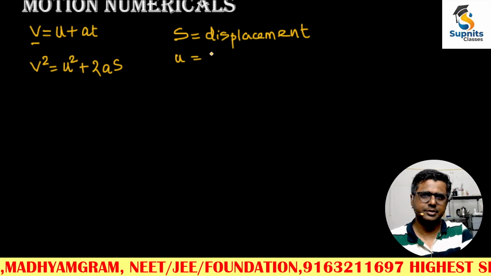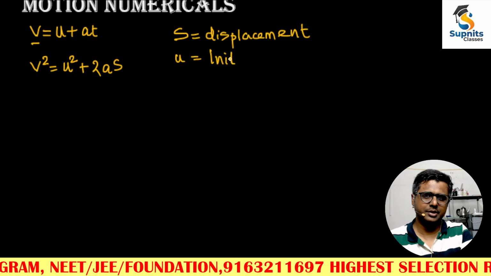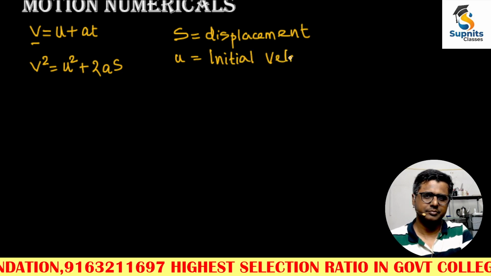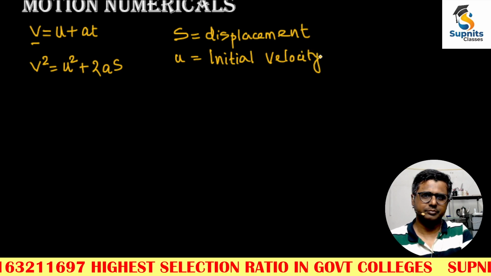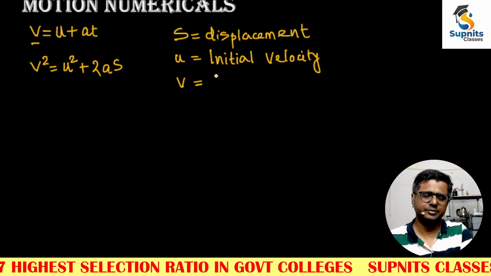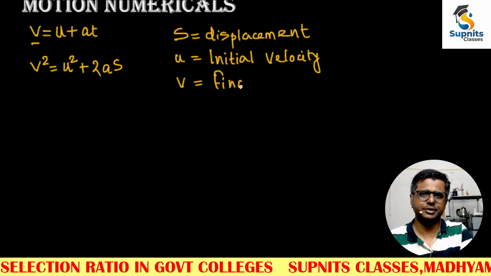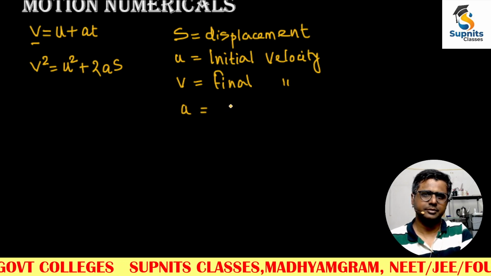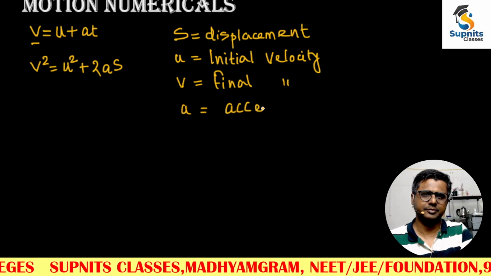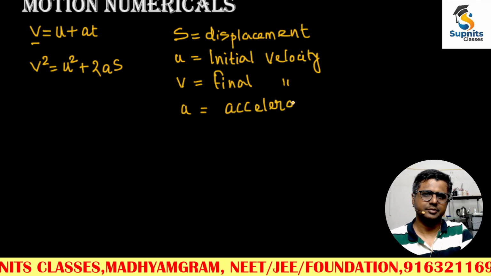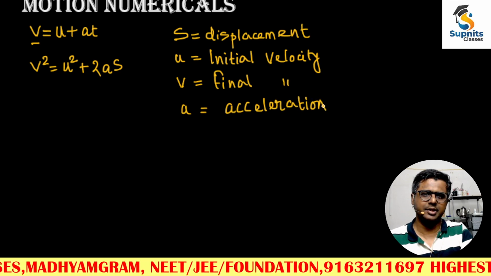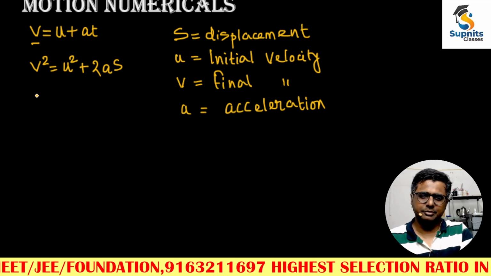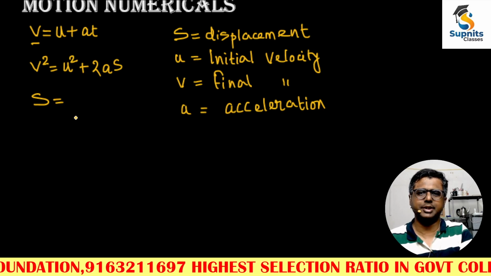U is initial velocity. V is final velocity. A is acceleration. Clear?